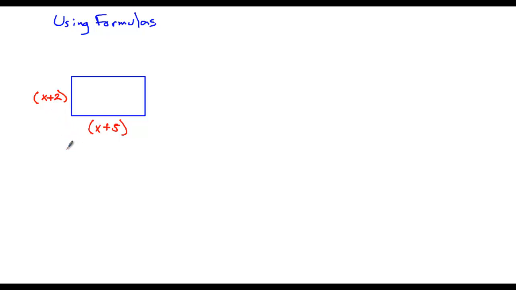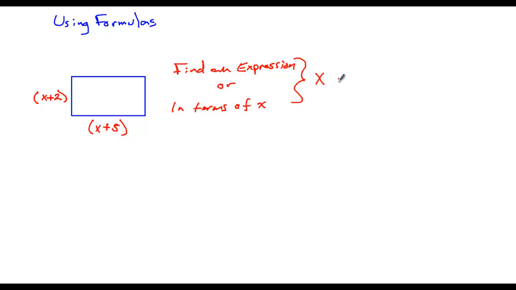Okay, and you're going to see problems like this, and you're going to have to be able to work with them. Now, what you're going to be told is to find an expression, or you might be told to do something in terms of x. Either way, both of these mean that there's going to be an x in the answer. Okay, and you'll see what that means here in a second.